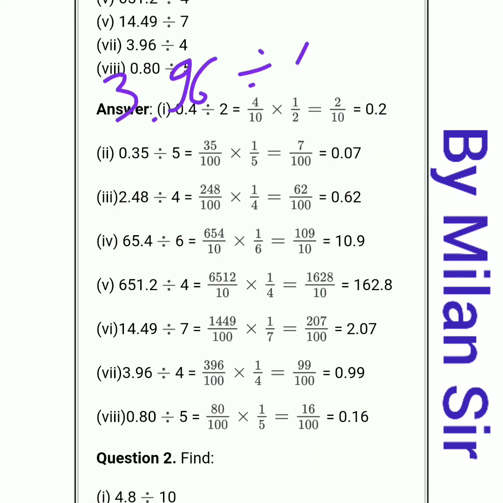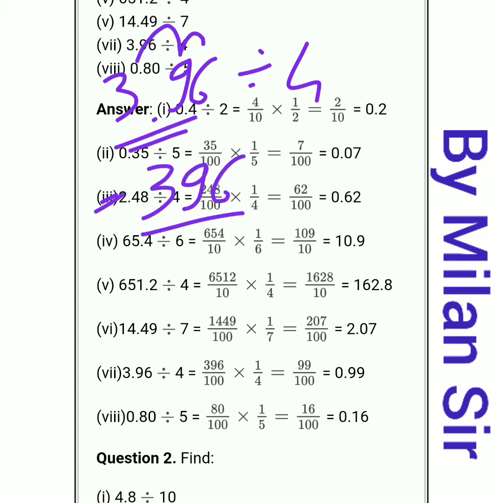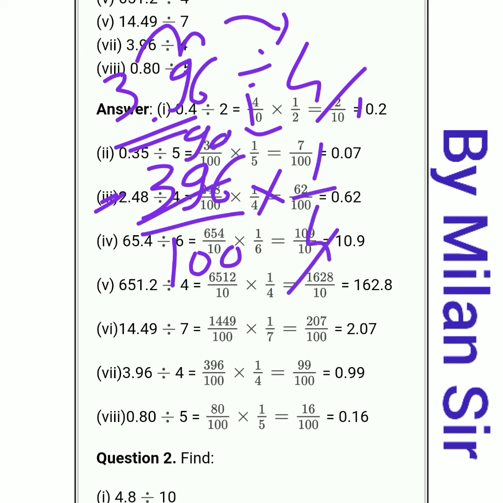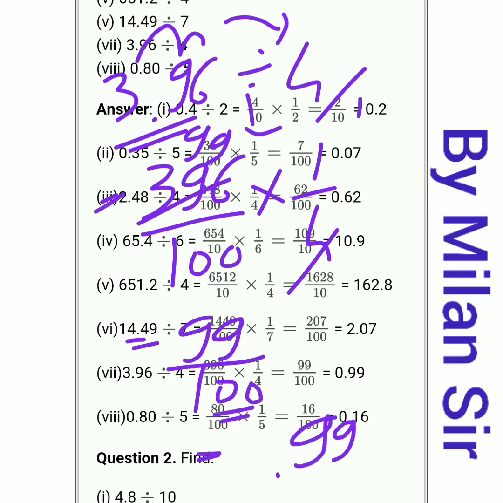Again, 3.96 divided by 4, ignore the decimal point, so it is 396. After the decimal point we have two digits, so here we write two zeros, that means 100. We convert this division into multiplication. Here we have 4, nothing is present in the denominator, so 1. We take the reciprocal of 4 by 1, it is 1 by 4. Then we do the division, so 99, then in the numerator 99 ones are 99, divided by 100. In the denominator we have two zeros, so in the numerator before two digits we put the decimal point, so we will get the answer 0.99.